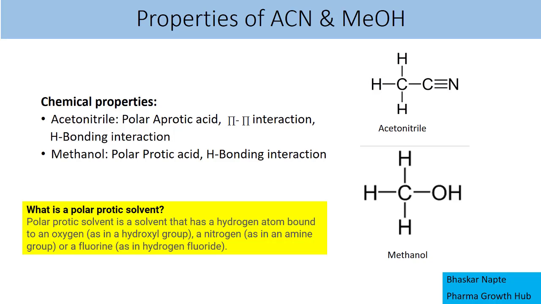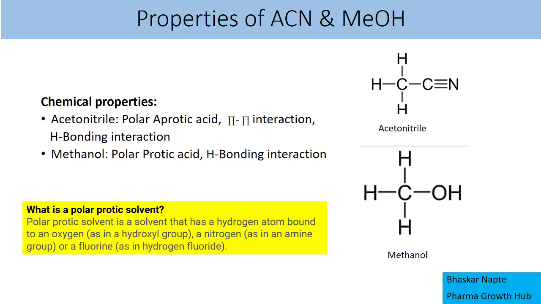So let us understand what is meant by polar protic solvent or polar aprotic solvent. And here is the definition on the screen. So what is a polar protic solvent? A polar protic solvent is a solvent that has a hydrogen atom bound to an oxygen, for example, as in the case of a hydroxyl group, or bound to a nitrogen, for example, as in the case of an amine group, or bound to a fluorine, such as in the case of hydrogen fluoride.